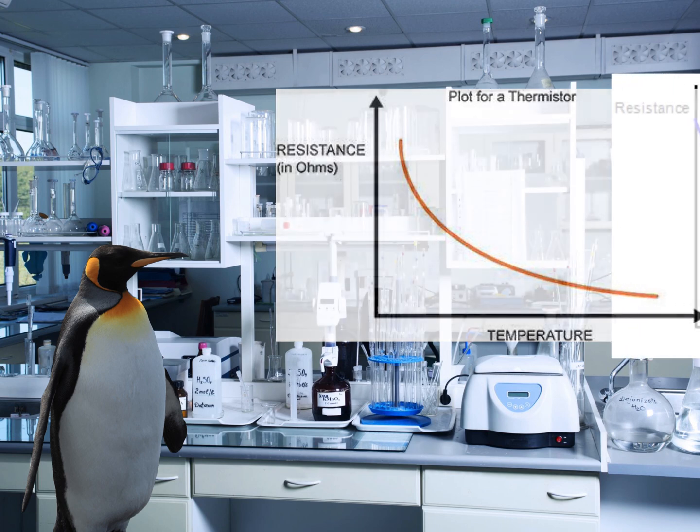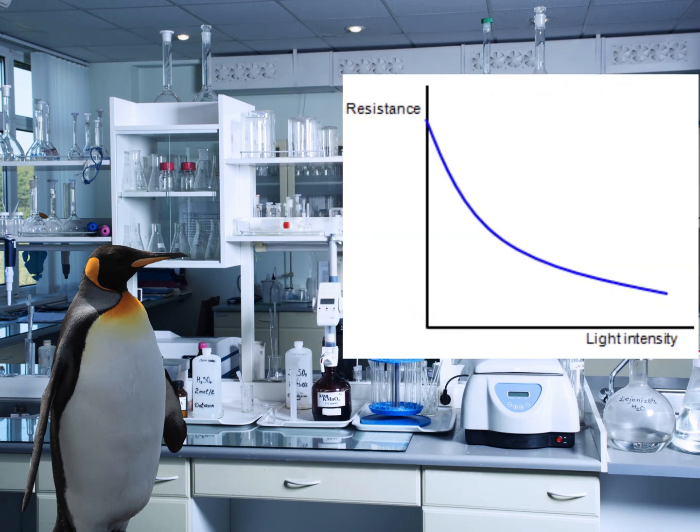The second graph is actually pretty similar. As it gets brighter, the resistance gets lower. But when it's already bright, increasing the brightness of the LDR doesn't really do much.